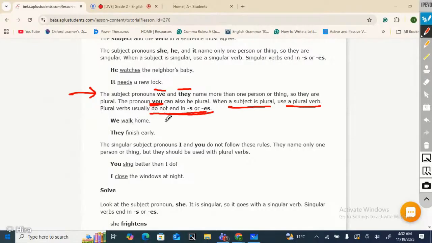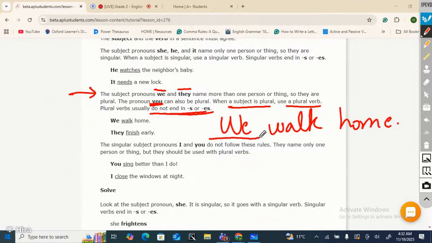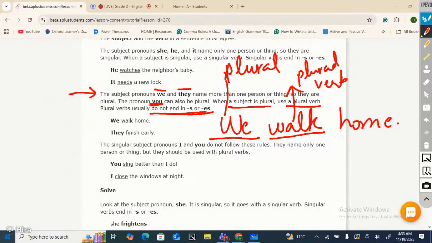We walk home. Who walk home? We. We is the subject. Which subject is it? It is a plural subject. So what kind of verb have we used with it? Walk. Does not end in s. It's a plural verb. Plural subject, plural verb. We walk home.